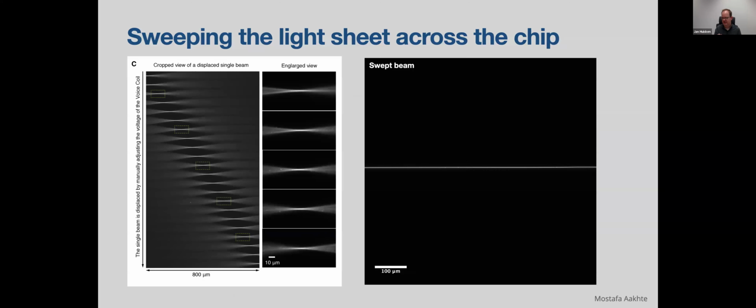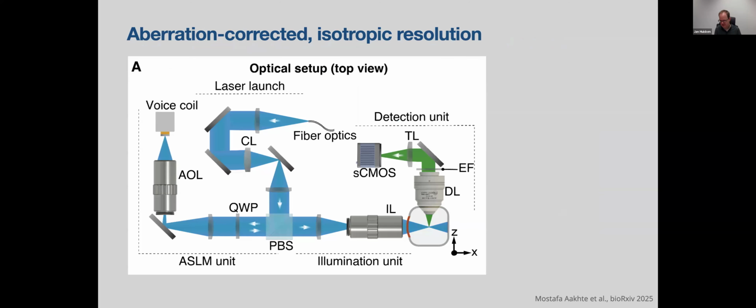And then you can get the perfect light sheet, a thin light sheet that maintains the same thickness across the entire field of view. And there's a few other tricks that we do. So for example, we have this meniscus lens here on the illumination side. We have this remote focusing unit here. This is all explained in this recent preprint.